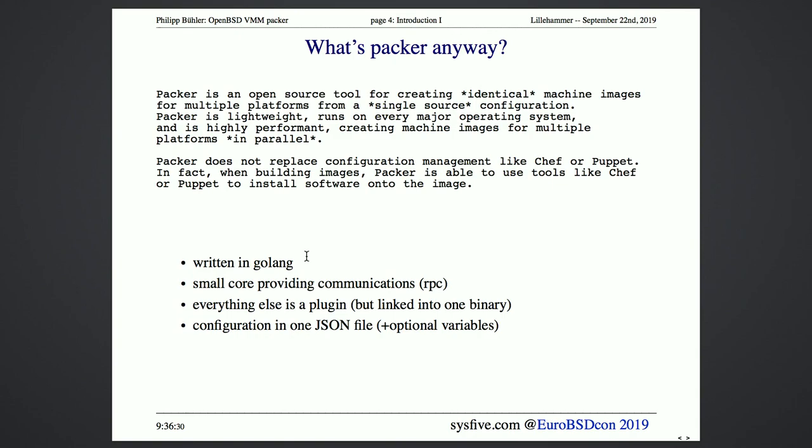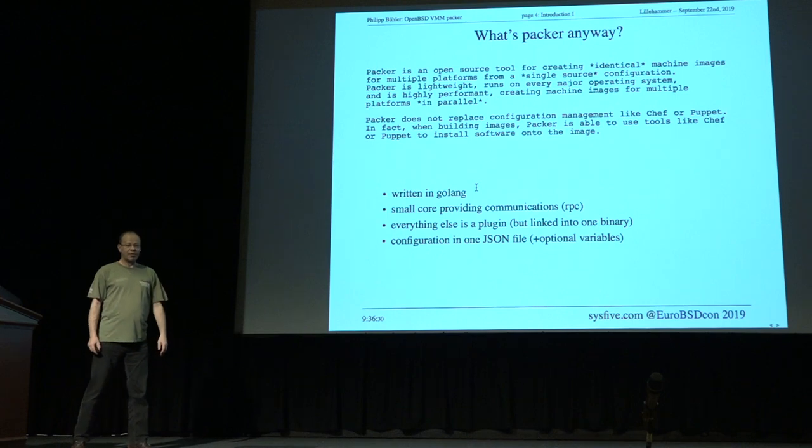Vagrant is written in Ruby. Packer is written in Golang. The very Packer core is only a communication proxy doing RPC within other code bases. So every actual thingy doing something you can see is a plugin, and it's talking via this core provider, with RPC calls reaching the other plugins, like, hey, I have finished something, please take over and do your stuff.